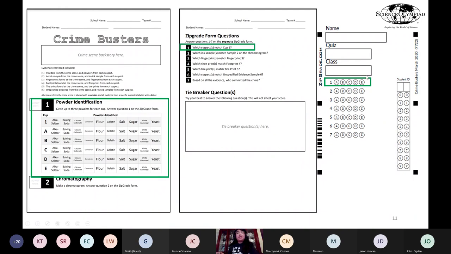They also have to answer on the ZipGrade question form which suspect matches cup one, whether it's suspect A, B, C, or D, and make sure they bubble it into the ZipGrade, since that's what we use to grade as well.